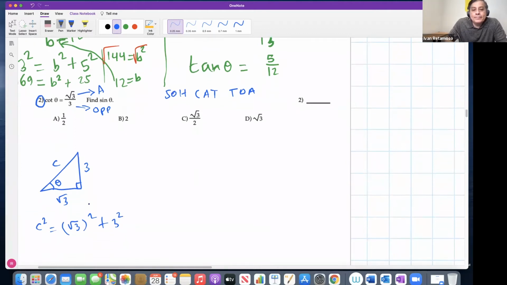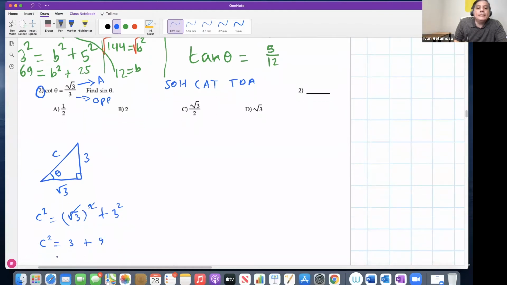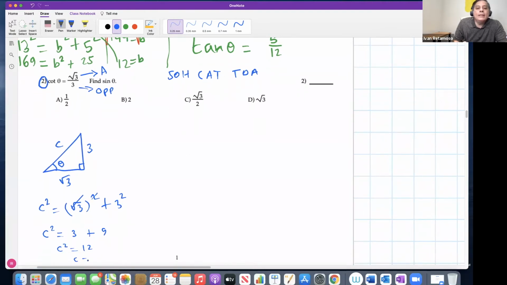From the theorem of Pythagoras, we're gonna get this. The square root cancels with this exponent 2. This is 3 plus 3 squared, 9. C squared equals 12. But then C will be equal to the square root of 12. But this can be simplified as the square root of 4 times 3. The square root of 4 is 2. The square root of 3 stays there, right? This guy.